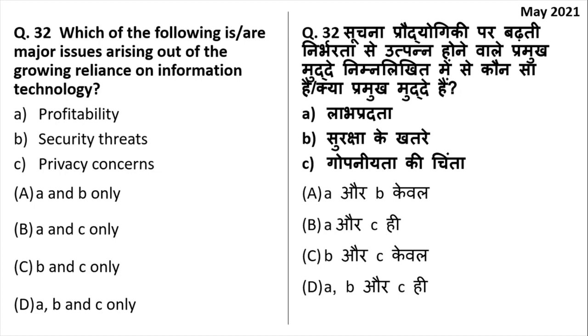Which of the following is major issue arising out of growing reliance on information technology? Yes, security threats are increasing. There are cyber attacks also. Now there are hackers who are able to get money from your bank account. So security threat is there. Also, there are privacy concerns. There are people who can misuse your photos that we put on social media. So privacy concern is there, but profitability issue is not there with IT. So here in this question, the major issue is only B and C.